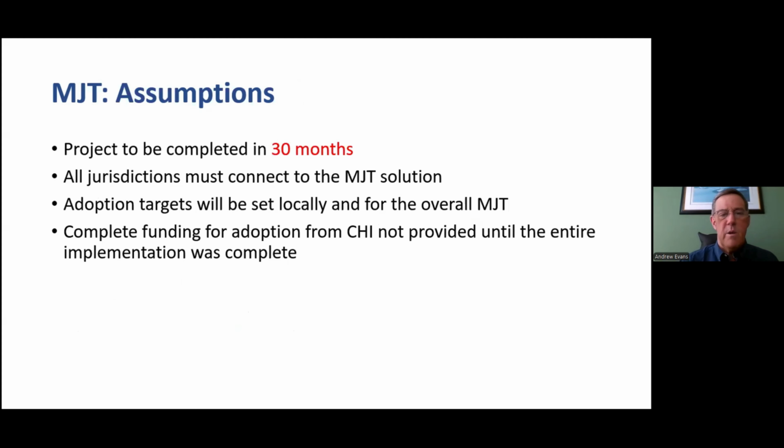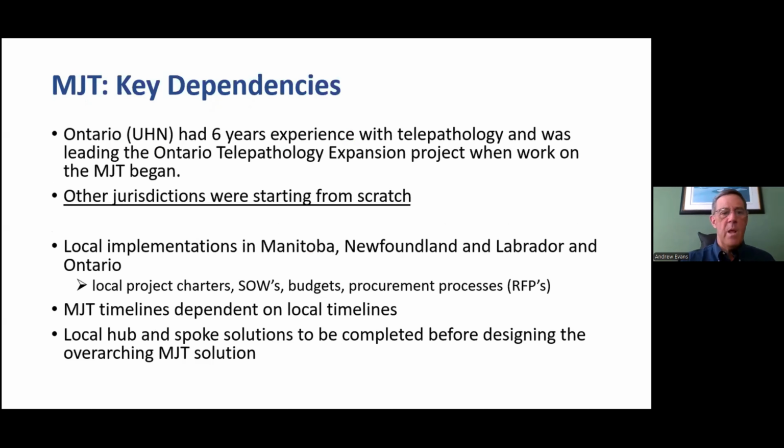So the MJT assumptions. First off, that the project was to be completed in 30 months. And I put that in red font because in retrospect, this was way too ambitious. And I'll elaborate why. All jurisdictions must connect to the MJT solution. Adoption targets would be set locally for the overall MJT, and complete funding for adoption from CHI would not be provided until the entire implementation was complete. So there were some key dependencies.